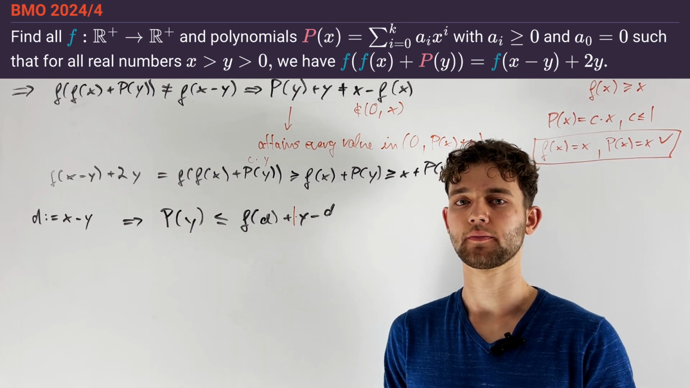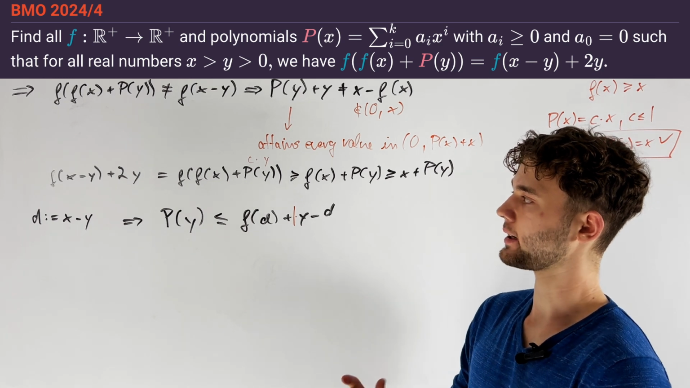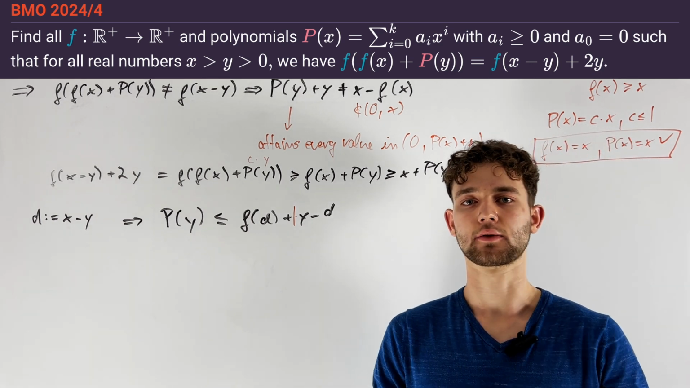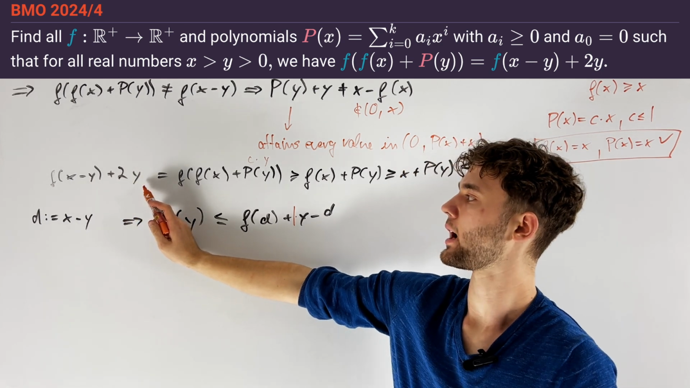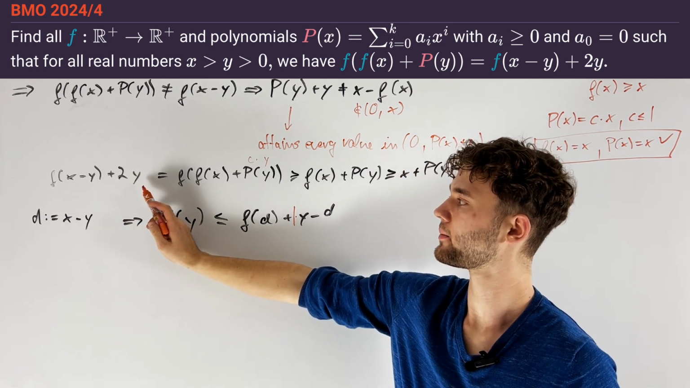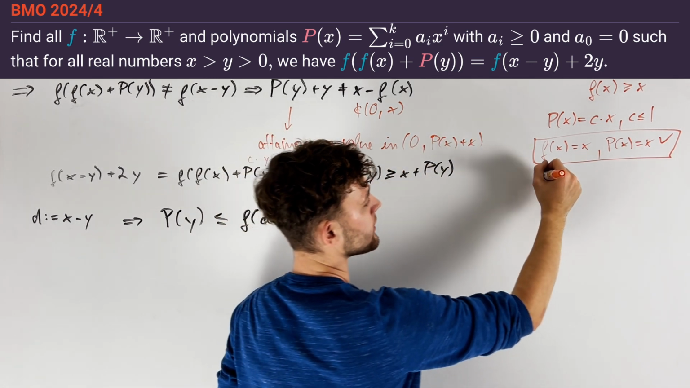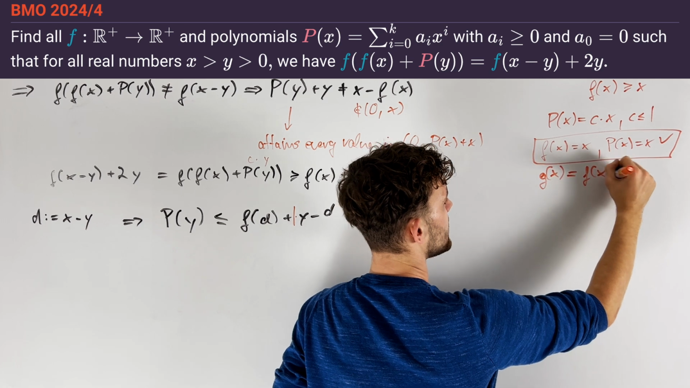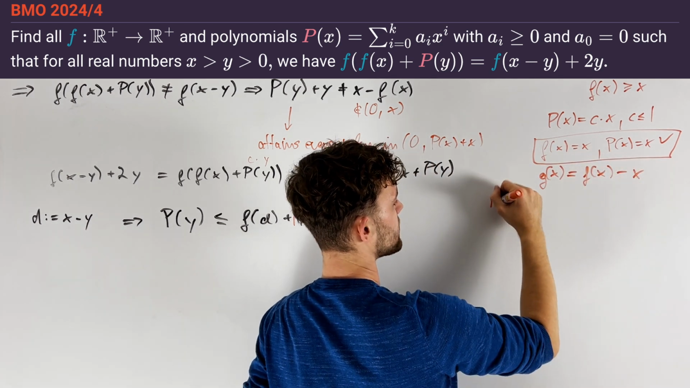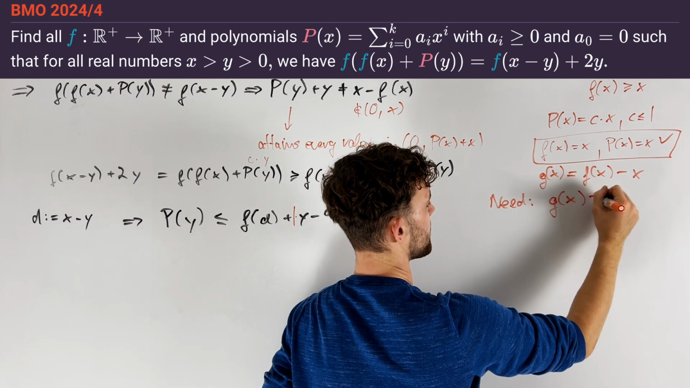But I want to notice that we would like to prove that f of x equals x, and we already know f of x greater than or equal to x. Moreover, we have this y here, which is outside of any function argument. And for these reasons, we want to take a look at the function g of x, defined as f of x minus x, and try to prove that g is the 0 function.